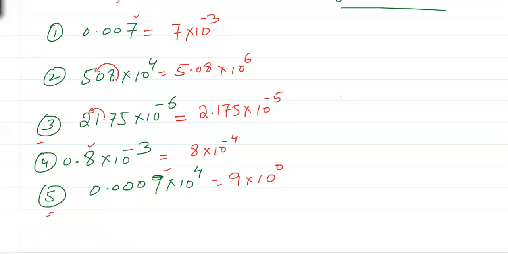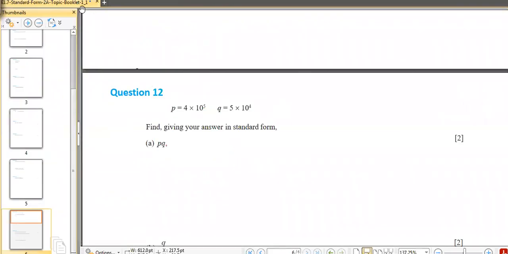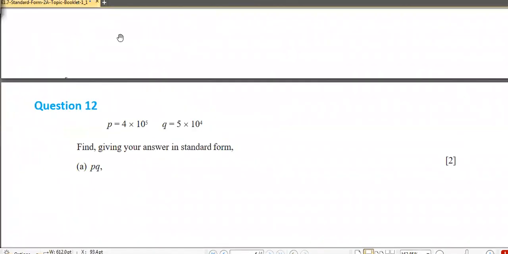Keep one thing in mind. If any number has a power 0, it's equal to 1. Any number to the power 0 will always be equal to 1. So in the same way, 10 to the power 0 is 1. So you can just write it as 9 or let it be in this form. It doesn't matter. Okay. Now make sure, is this concept clear? Yes.